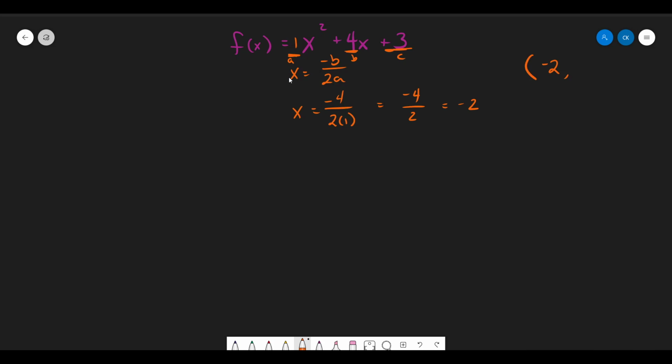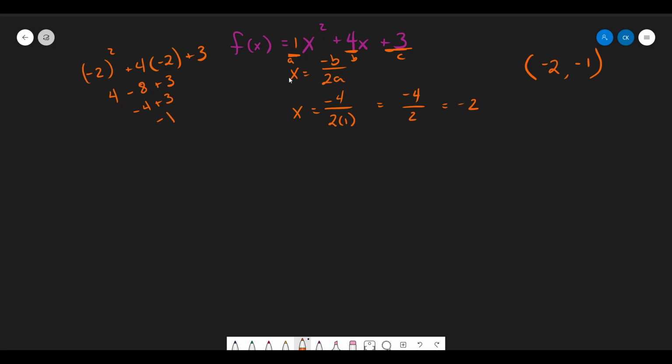So we have negative 2 squared plus 4 times negative 2 plus 3. Negative 2 squared is a positive 4. Remember, when you square a negative, it becomes positive. 4 times negative 2 is going to give us negative 8 plus 3. 4 minus 8 is negative 4. And then plus 3 will give us negative 1. So my vertex is going to be at the point negative 2, negative 1.